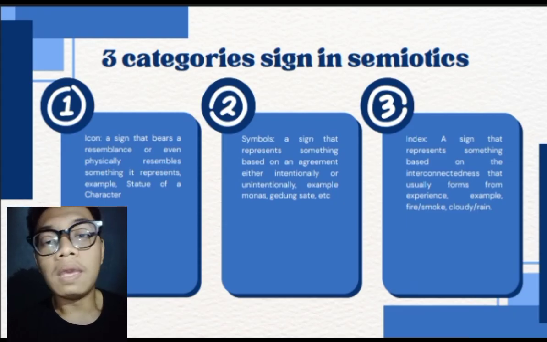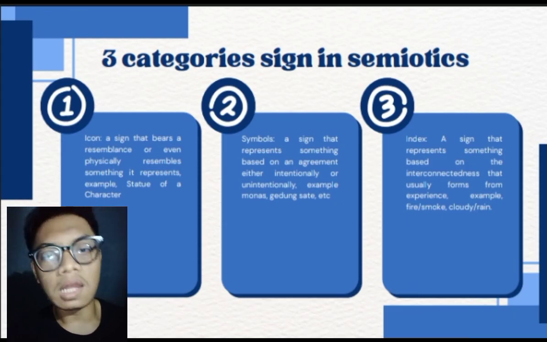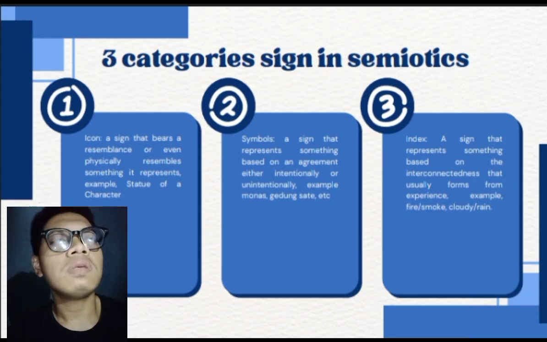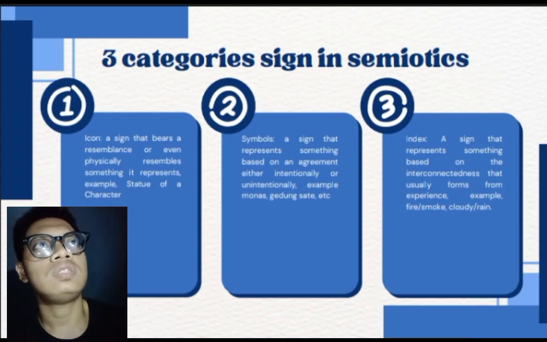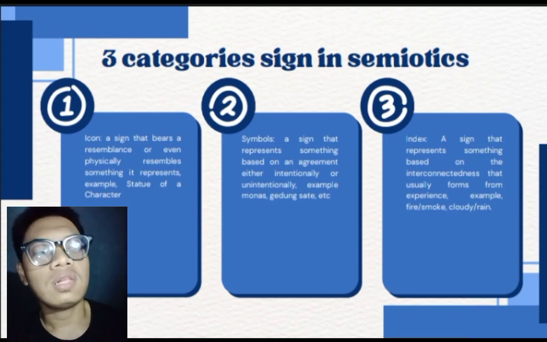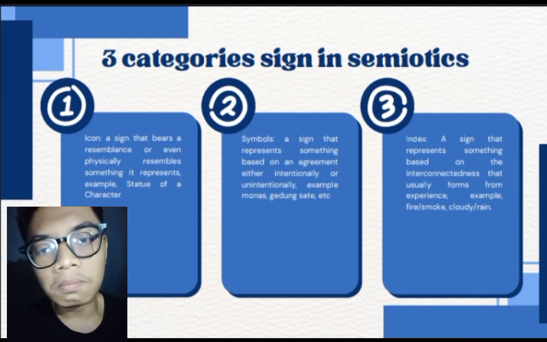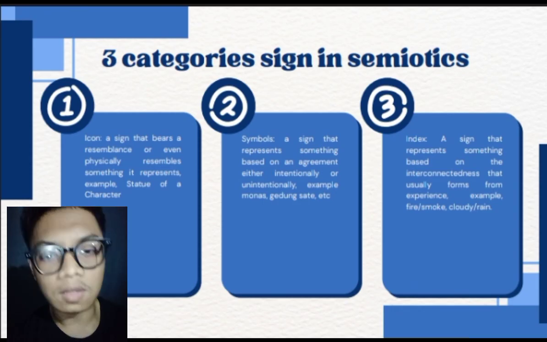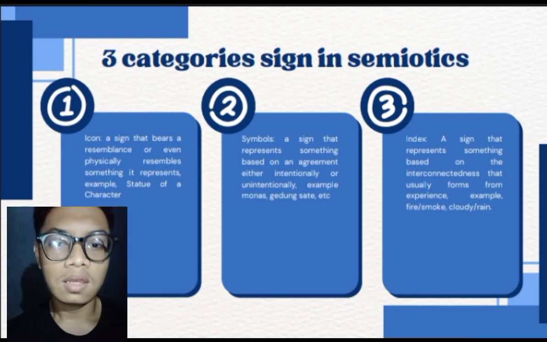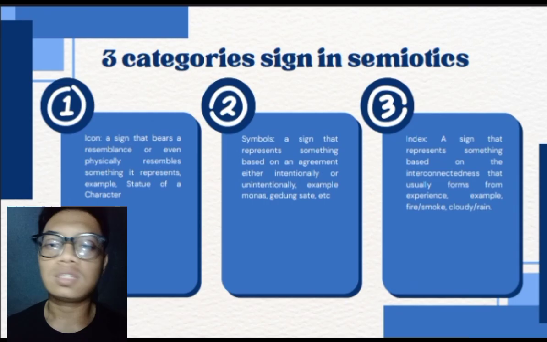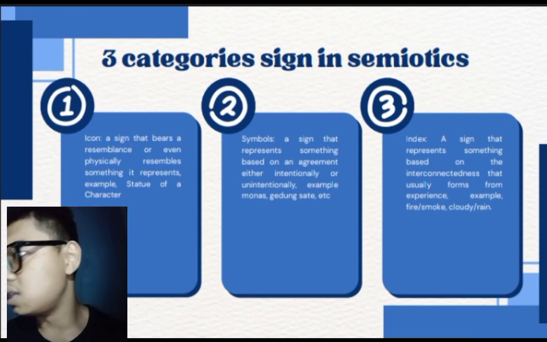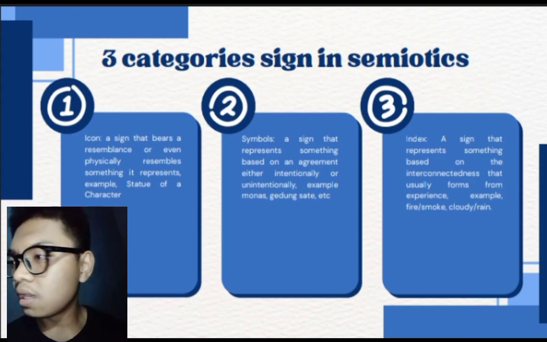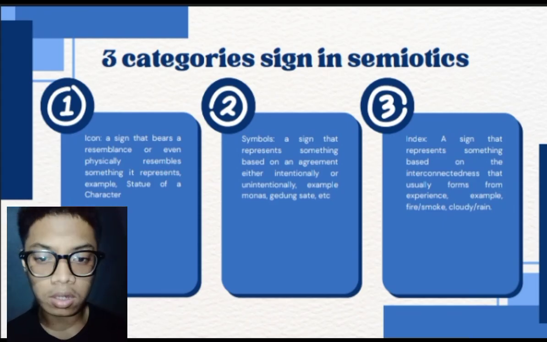A baby crying might be an index that the baby is hungry or thirsty or something. So when you see an index, you don't just see it, but you connect it to something else you experienced before.